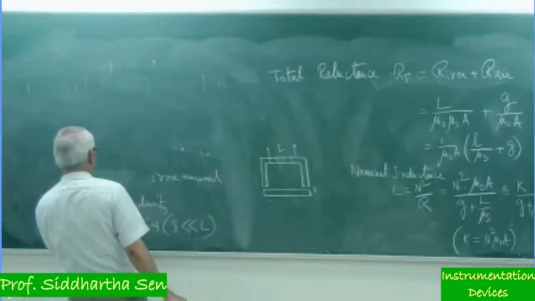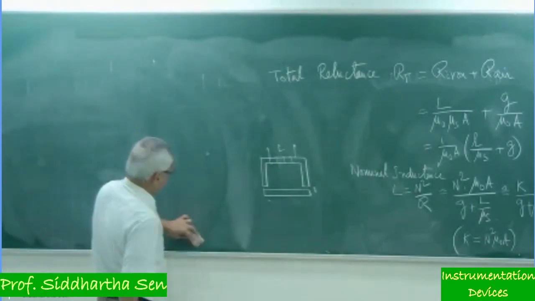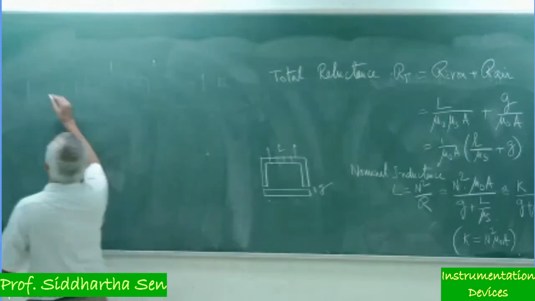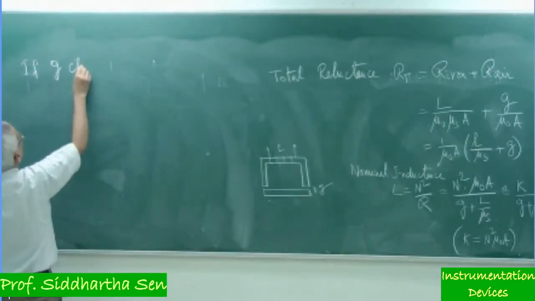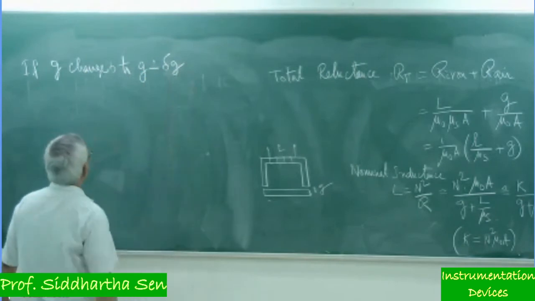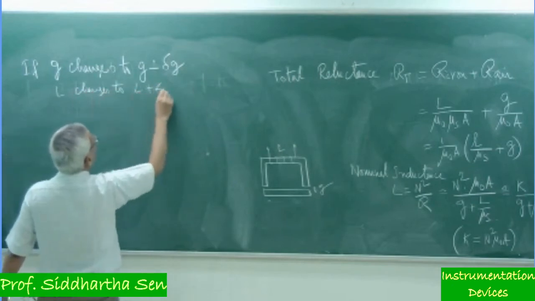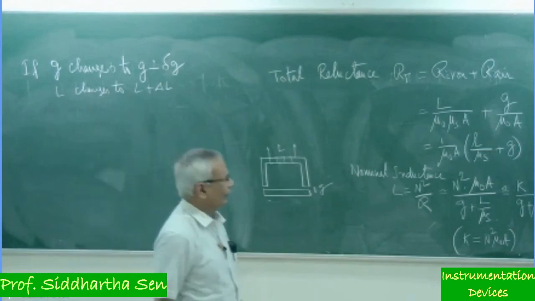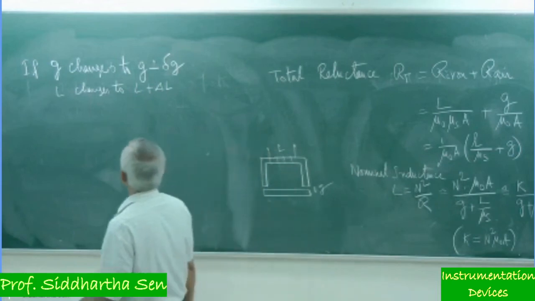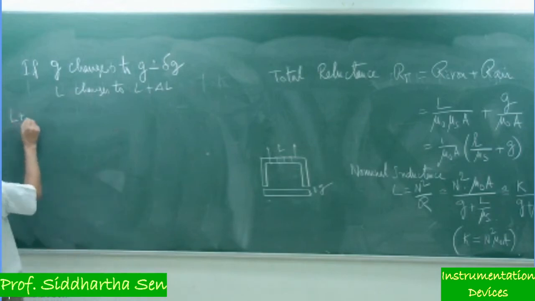Now suppose G changes to G minus delta G, so this was our G here. If G changes to G minus delta G, then L changes to L plus delta L. So naturally, that's why the name is variable reluctance. Basically the reluctance changes, and the self-inductance will also change. So what we can say is L plus delta L.